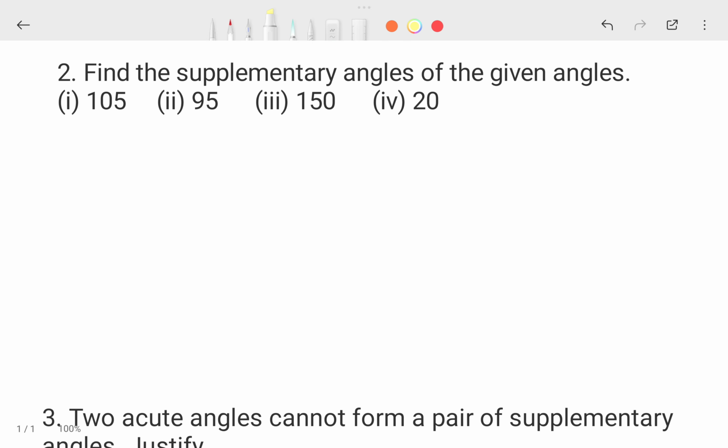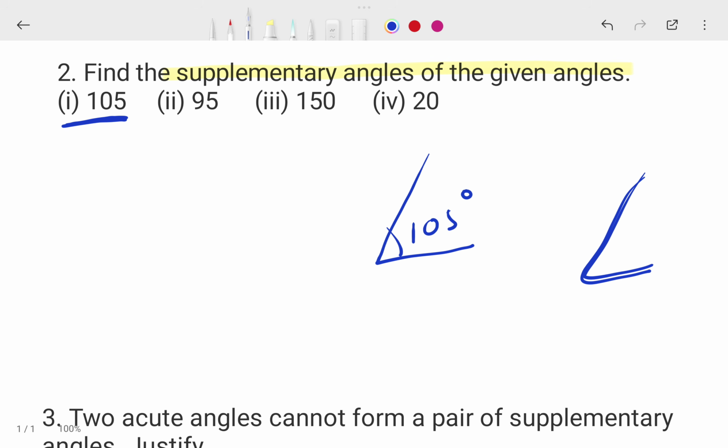The second question is the same. Find the supplementary angle of the given angles. Which supplementary do we have to find? Here one angle is given, this is 105. What will be the other one? If one angle is 105, then what should be the next angle? To make the supplementary, the sum of the two angles is needed. Now this is the one angle which is 105. Okay, the other we don't know.